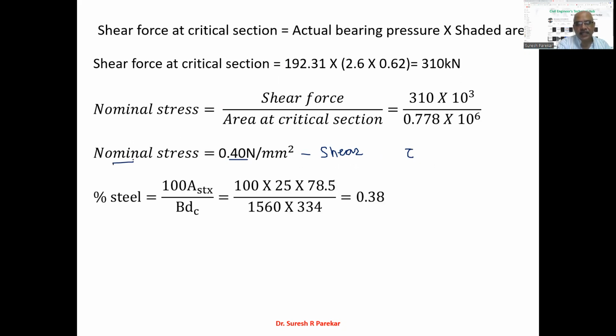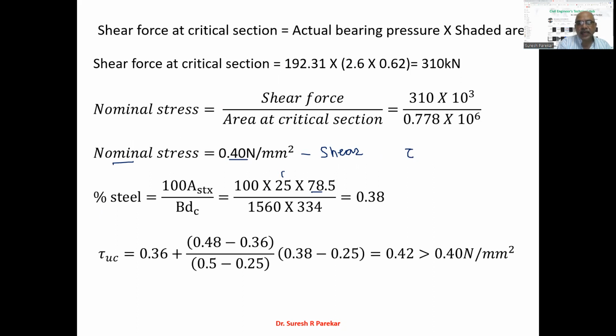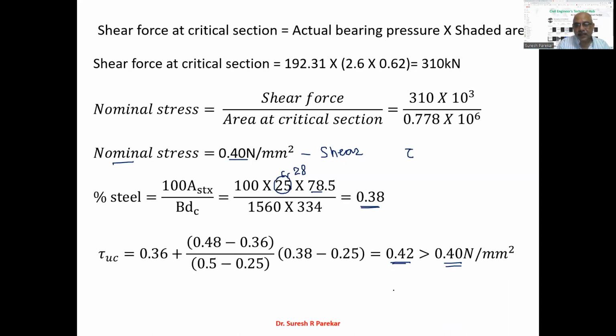Now we know the percentage of steel is 0.38 because we have provided 78.5, and that is 25 bars. And then we will have tau UC greater than 0.42. Actually, we have provided 28 bars. So just see, there may be a little change in calculation, but with 0.38 this value will be a little bit on the higher side, maybe 0.3 or 0.4, but it is greater than 0.4 Newton per mm square. So this is okay, which means our check is satisfied. If we take it as 28, then again you are on the safer side.